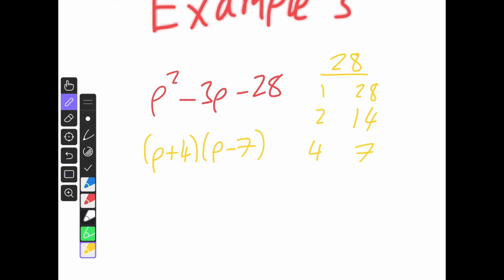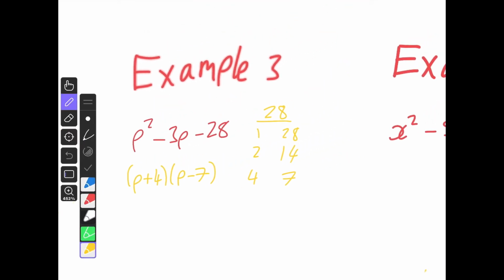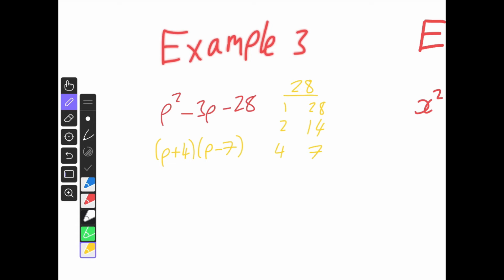Because 4 minus 7 will get minus 3, p multiplied by p is p squared, and then 4 multiplied by minus 7 will get minus 28. So yeah, just be careful when you've got these negatives. These always catch students out, okay, negatives. They'll do the hard part and they'll lose on the negatives. These can be 2 marks, these questions. In an exam, this could be 2 marks.